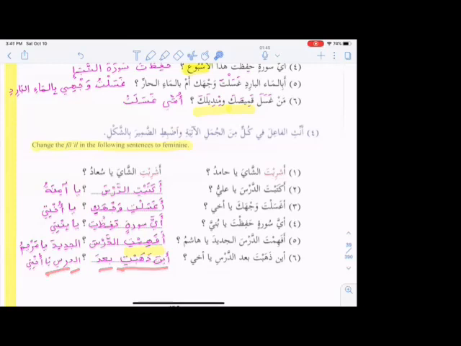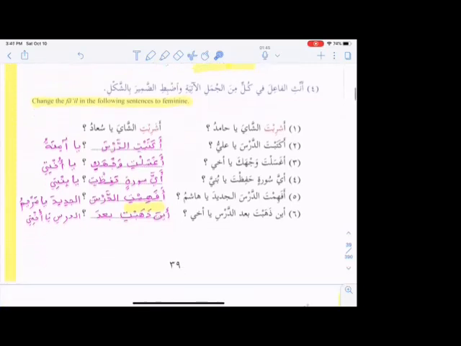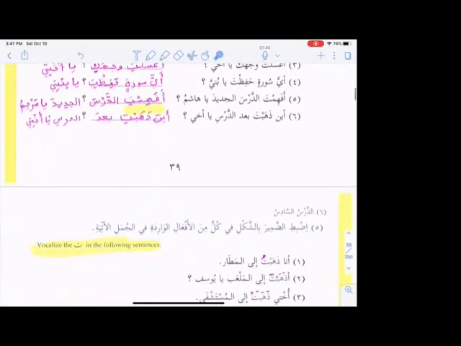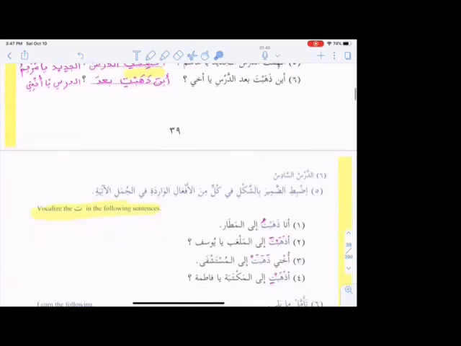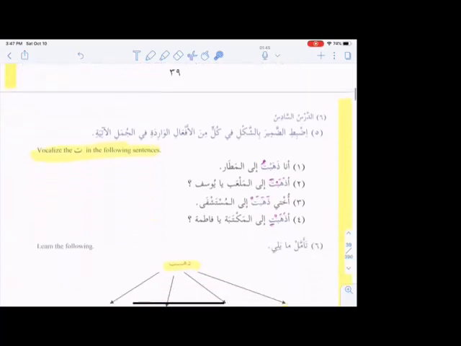See, very simple. You must do it, and inshallah you will like it. Vocalize the ta in the following sentence. No, see these they are not there. I just put the sign there, but inshallah you will be able to do it.